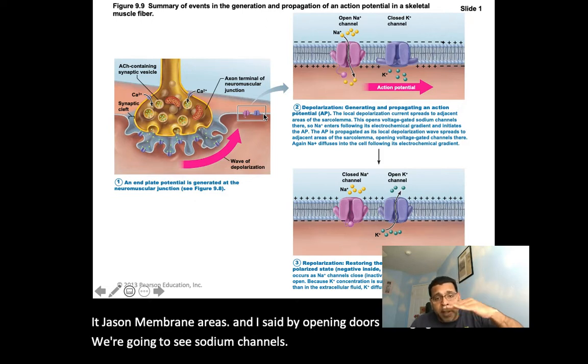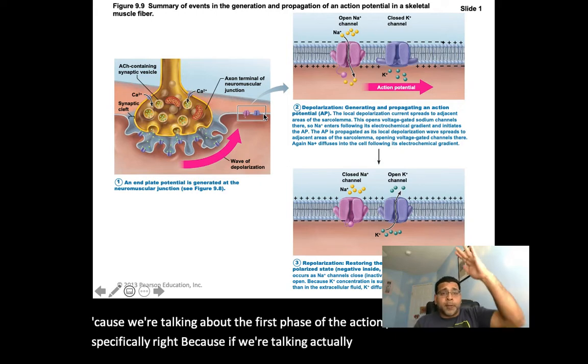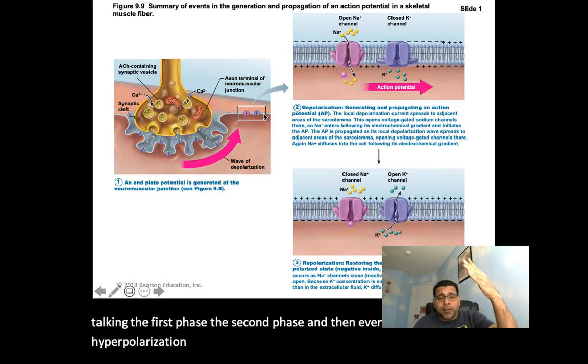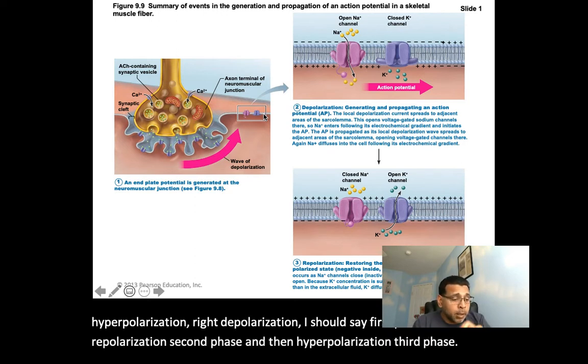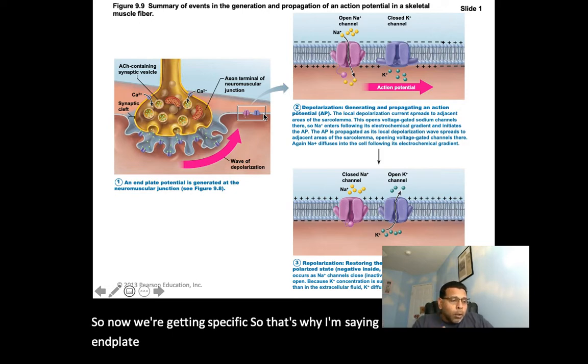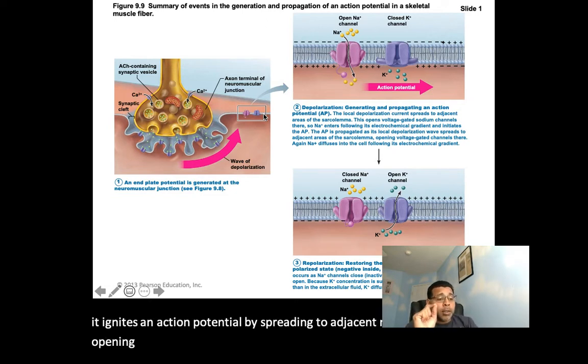Because we're talking about the first phase of the action potential now, more specifically. If we're talking action potential, then we're talking the first phase, the second phase, and then sometimes hyperpolarization. Depolarization, I should say, is the first phase, repolarization the second phase, and then hyperpolarization the third phase. So now we're getting specific, so that's why I'm saying here that the end plate potential, this local depolarization at that neuromuscular junction, ignites an action potential by spreading to adjacent membrane areas and opening up voltage-gated sodium channels there.